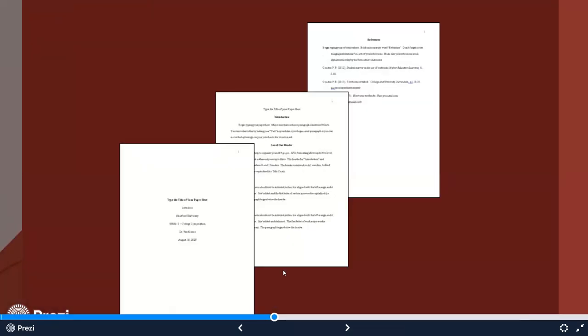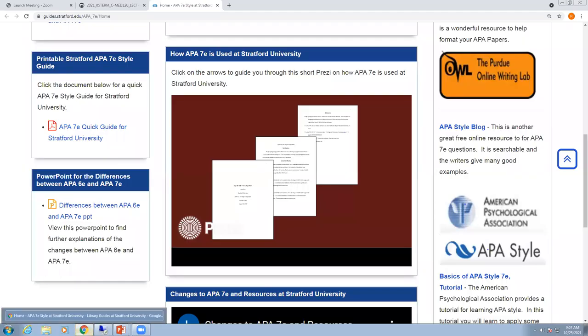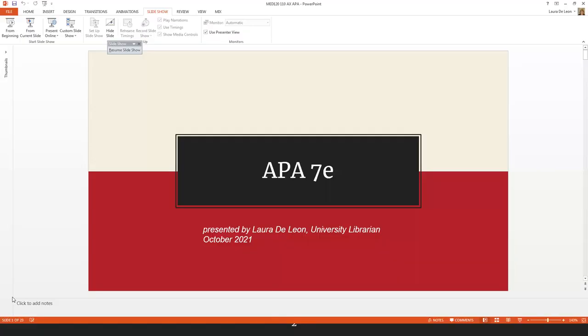So when you put all three of these pages together, again, at minimum, this is what your APA paper is going to look like. So, do you have any questions about general formatting or that part of it? Okay, well then let's go ahead and let's go back to our PowerPoint.